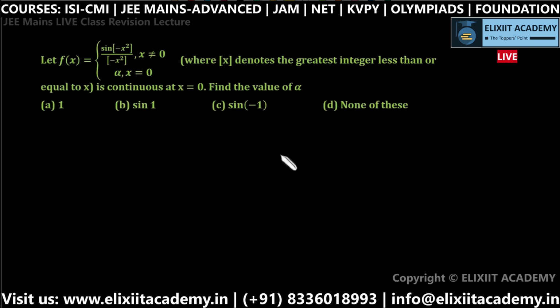Okay, so we have a very good question now. Let f(x) be equal to sine of [minus x square] divided by [minus x square] when x is not equal to 0, and alpha when x is equal to 0. Here the box means the greatest integer less than or equal to x. All of you know this one. And this is continuous at x equals 0, which means it satisfies the continuity criteria. And we have to find the value of alpha in this case. What is the value of alpha?